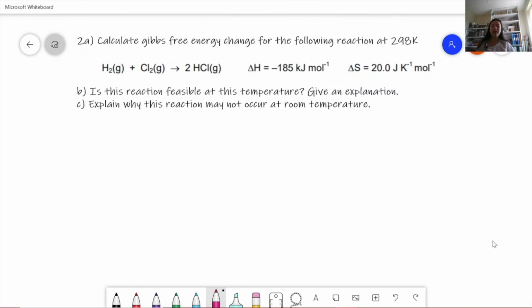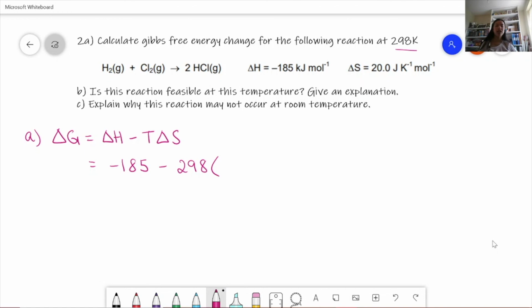So what we do first is we write out the equation: delta G equals delta H minus T delta S. Delta G is what we're trying to find, so that equals delta H, which is minus 185, then minus T, which we always need in Kelvin. They've nicely given it to us in Kelvin, so we use 298, and that will be multiplied by the entropy change.